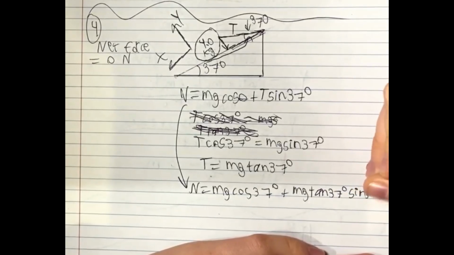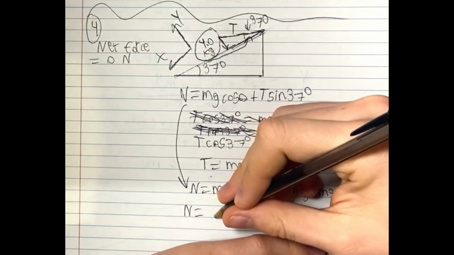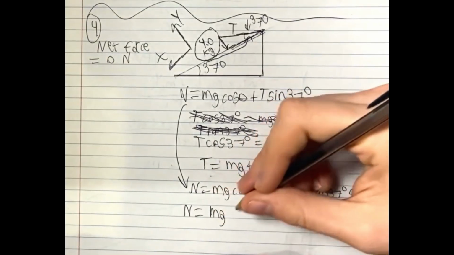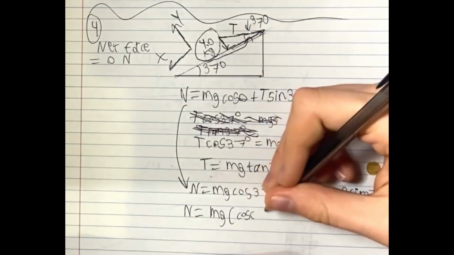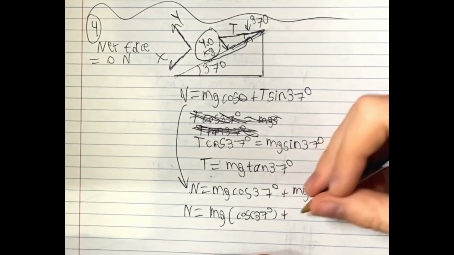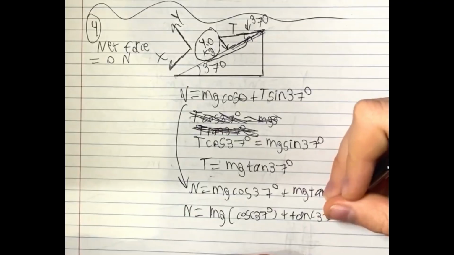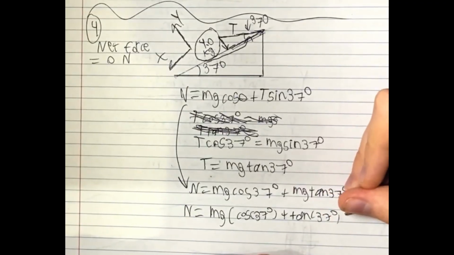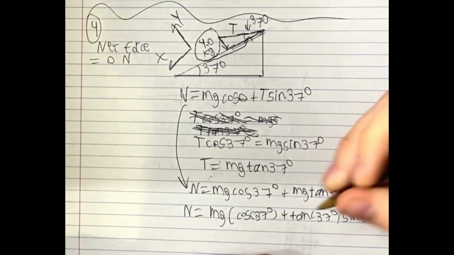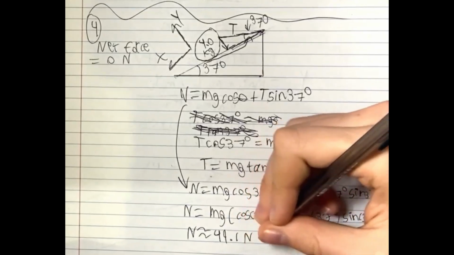sine 37 degrees. Now, there's a nice AP Physics shortcut to any trig function of 37 degrees, where sine is 3/5, cosine is 4/5, and tangent is 3/4. And if you were to do that and then approximate g as 10 meters per second squared, you would get around 50 newtons. But if you were to plug this all into a calculator and use g as 9.8 meters per second squared instead, then you will get approximately 49.1 newtons.